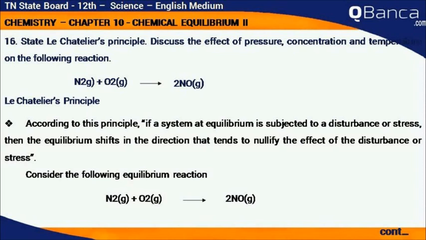Le Chatelier's principle. Discuss the effect of pressure, concentration, and temperature on the following reaction: N2 plus O2 gives 2NO. Le Chatelier's principle: according to this principle, if a system at equilibrium is subjected to a disturbance or stress, then the equilibrium shifts in the direction that tends to nullify the effect of the disturbance or stress.